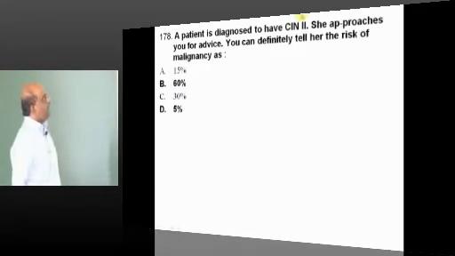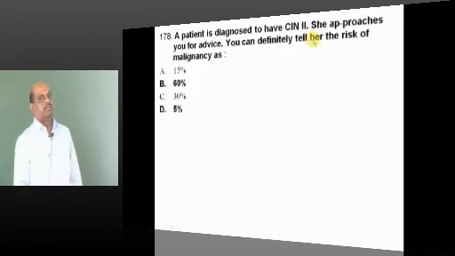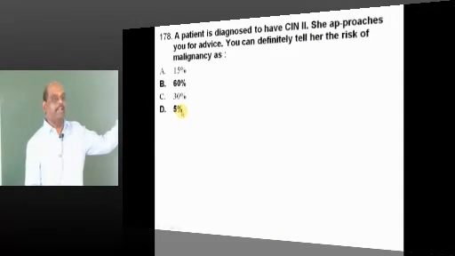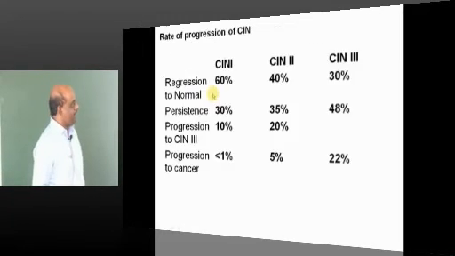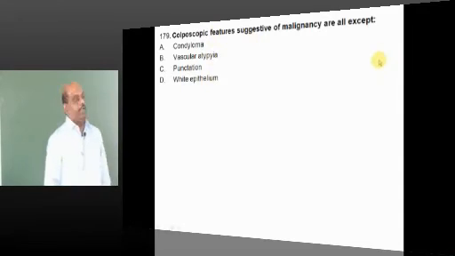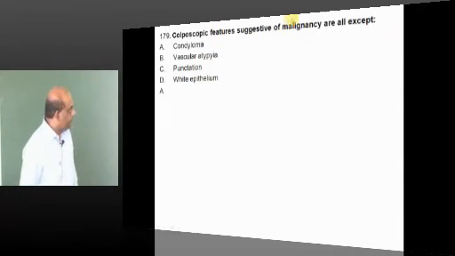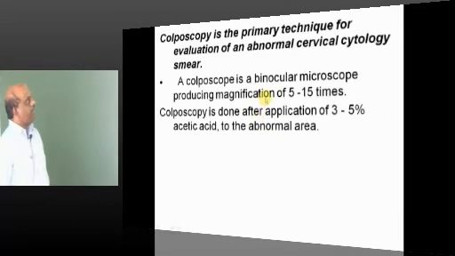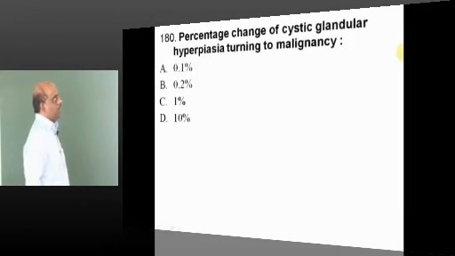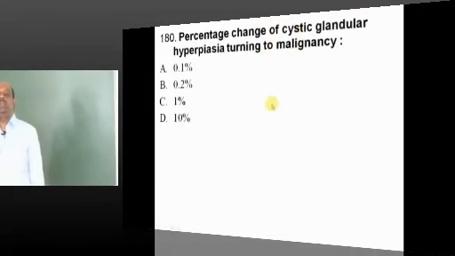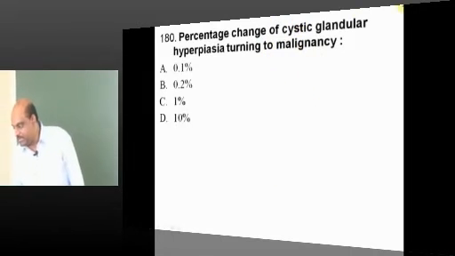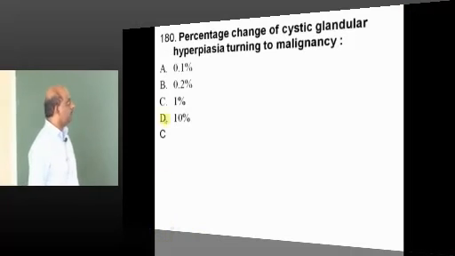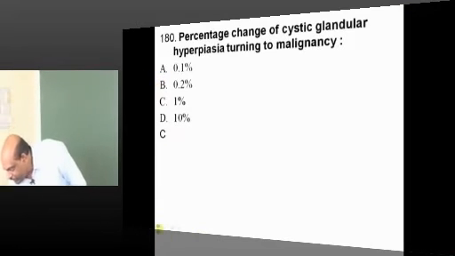Now, CIN2: a 5% chance of progression to malignancy. Then colposcopy, what do you see? Condyloma. Punctuation and white epithelium are all important suggestive features. Cystic glandular hyperplasia to malignancy, what are the chances? 1%. Yes, 1%. Very good.